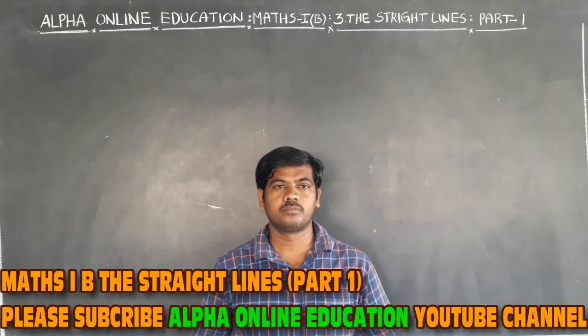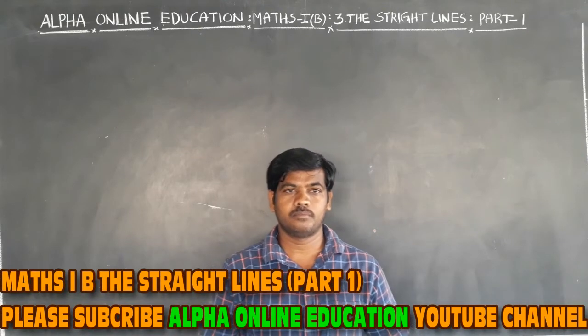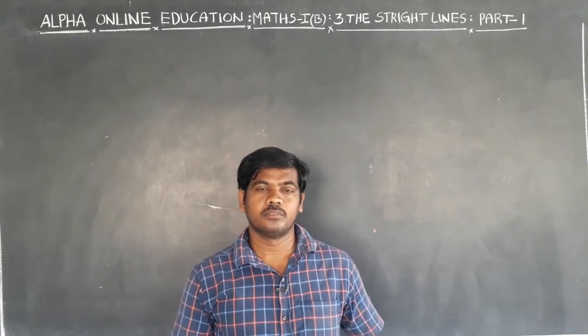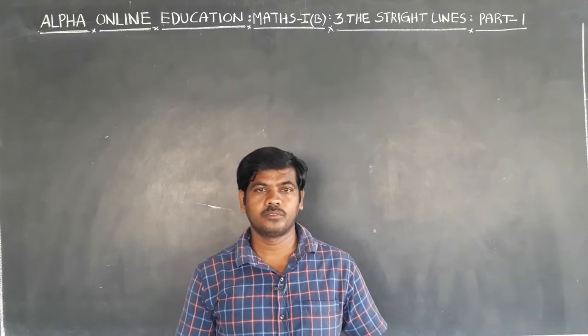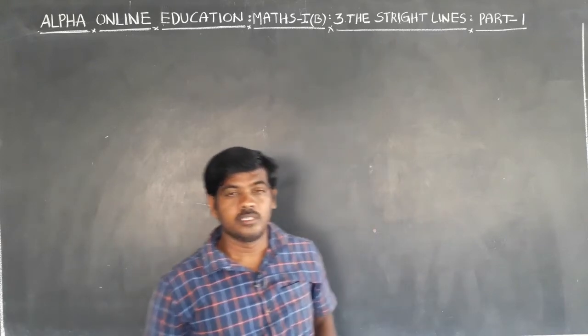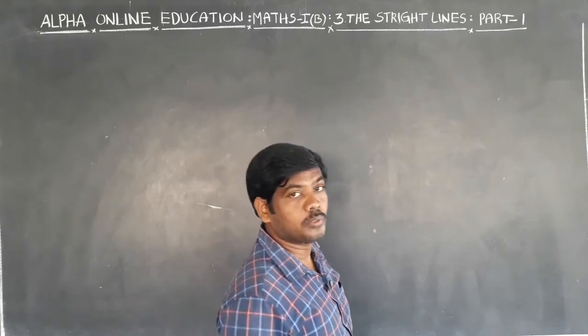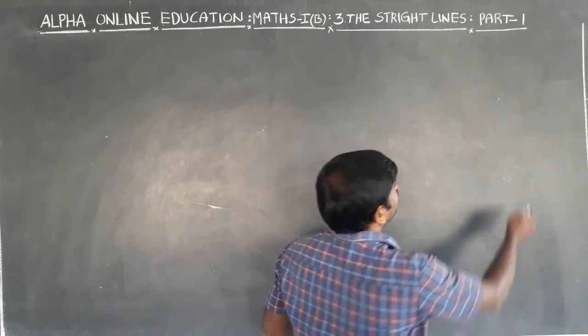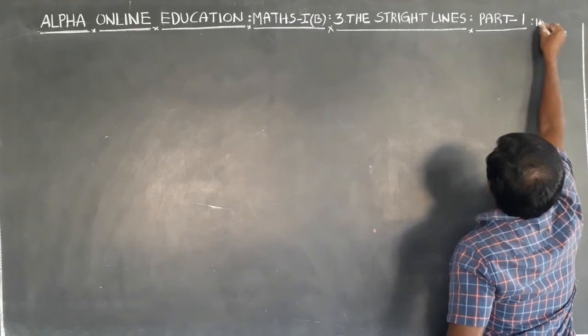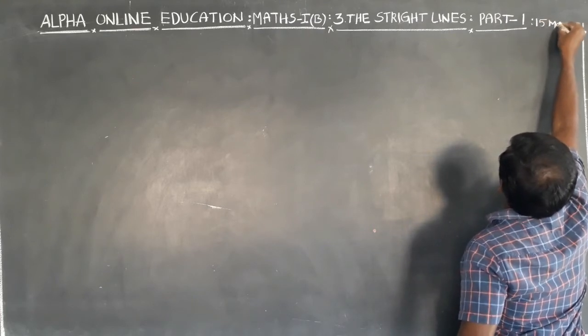We start the third chapter of Mathematics 1B, the straight lines. This chapter has a total weightage of 15 marks.